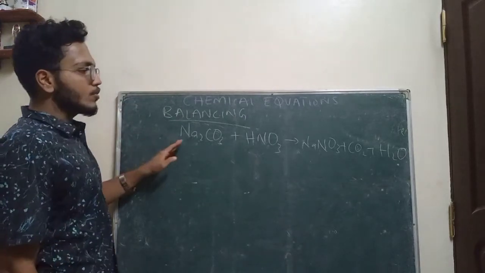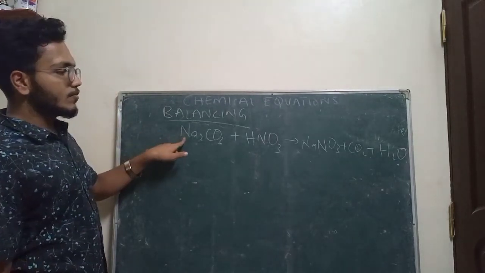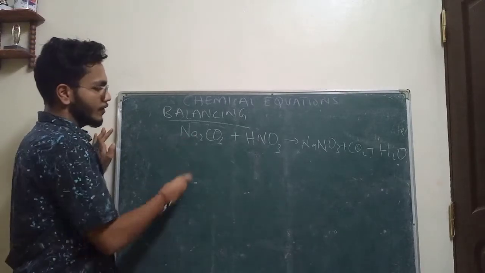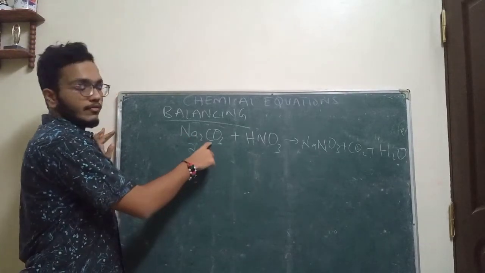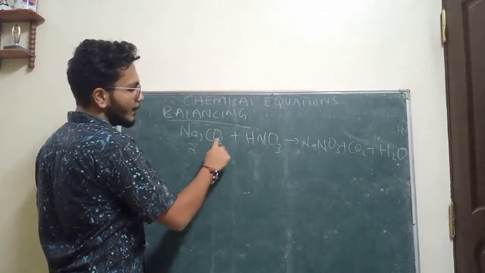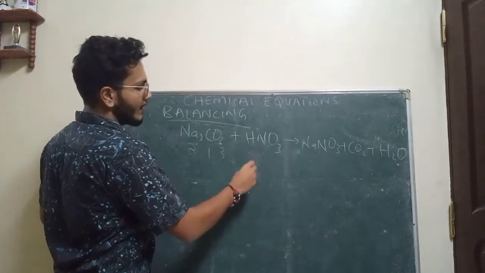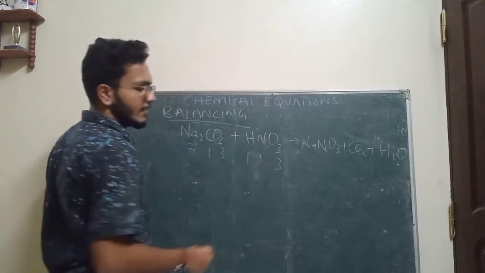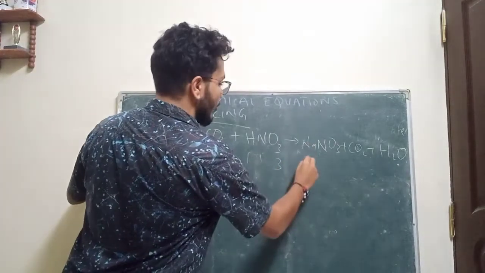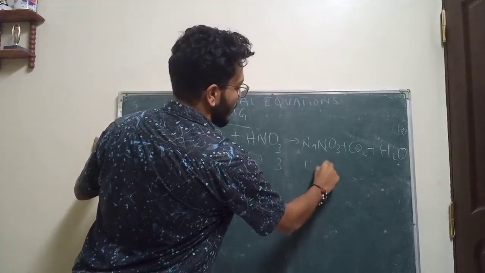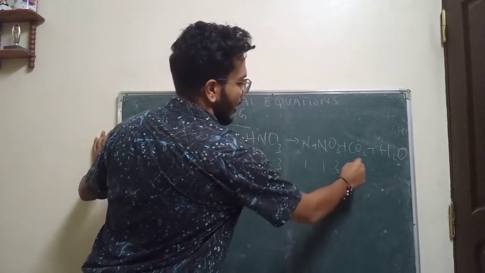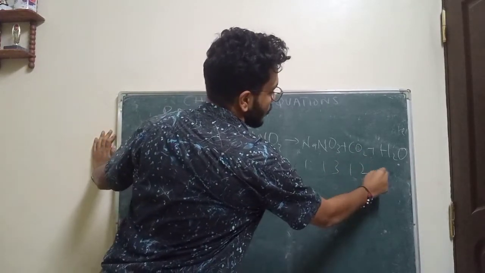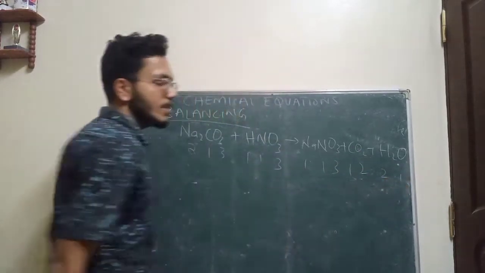How many atoms of sodium are there? We have 2 atoms of sodium over here. How many of carbon do we have? 1. How many of oxygen? 3. How many of hydrogen? 1. How many of nitrogen? 1. And how many of oxygen? 3. How many sodium have been formed? 1. How many nitrogen? 1. How many oxygen? 3. How many carbon? 1, oxygen 2, hydrogen 2 and oxygen 1.